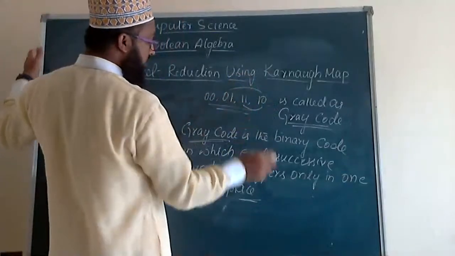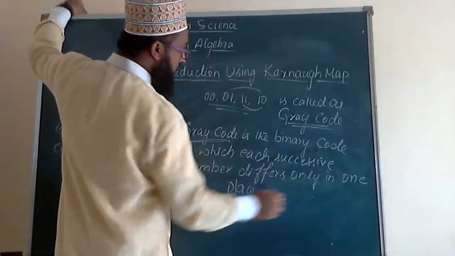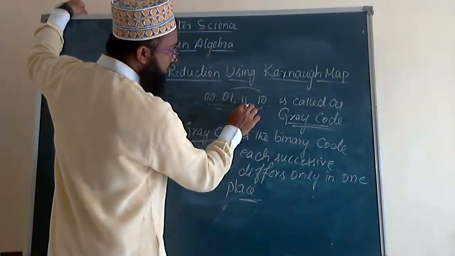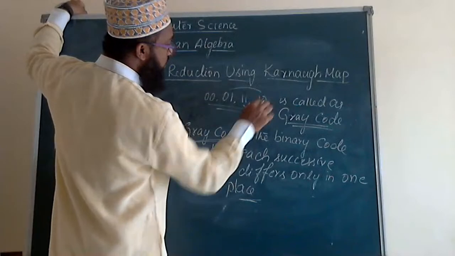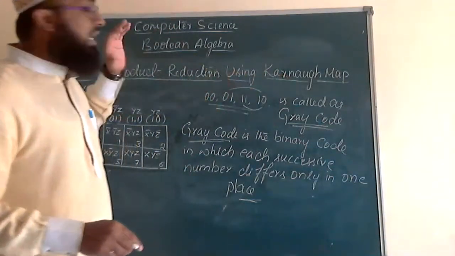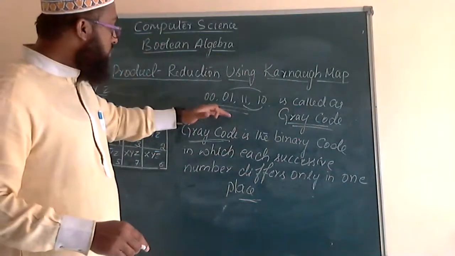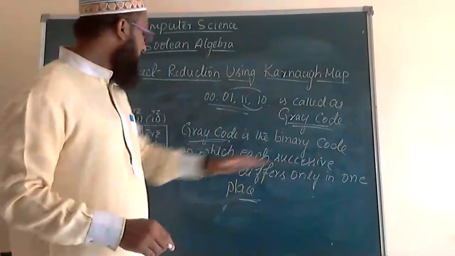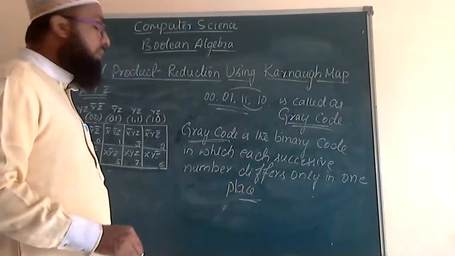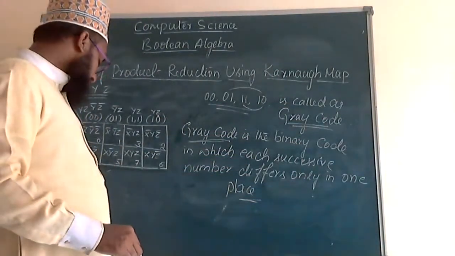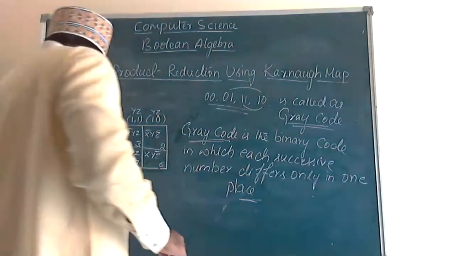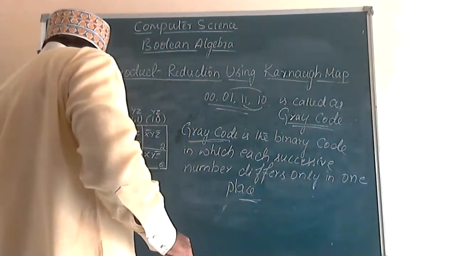Okay, but here 1 differs only in one place, meaning after 01 directly 11 is coming, then after that 10 is coming. So this type of code is called the Gray code. You need to remember this Gray code is the binary code in which each successive number differs only in one place. Like this, we have to draw the Karnaugh map.